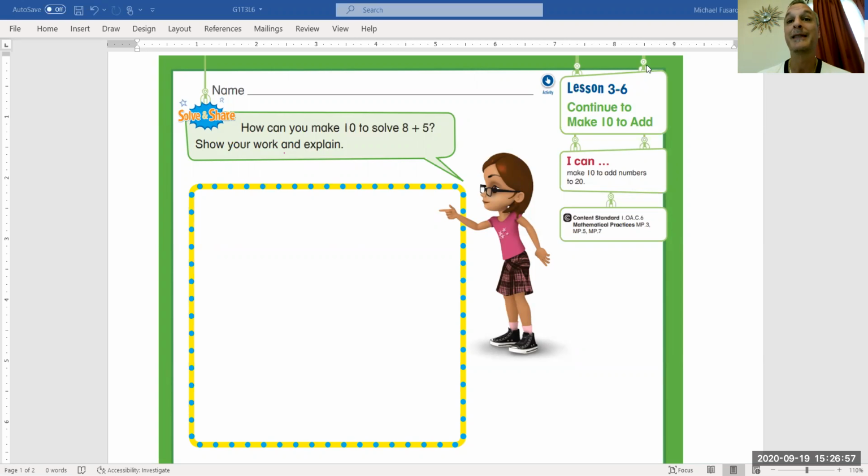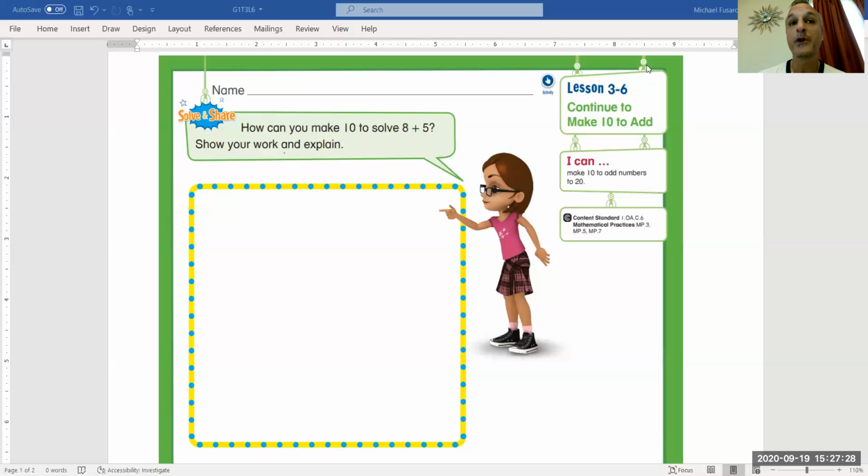So here is lesson 3-6. Continue to make 10 to add. After today's lesson, boys and girls, you're going to be able to say, I can make 10 to add numbers to 20, okay? So we're going to go right to the solve and share. If you see this solve and share little symbol here, I'm sure you've seen it before. And I'm going to read it to you. It says, how can you make 10 to solve 8 plus 5? Show your work and then explain.